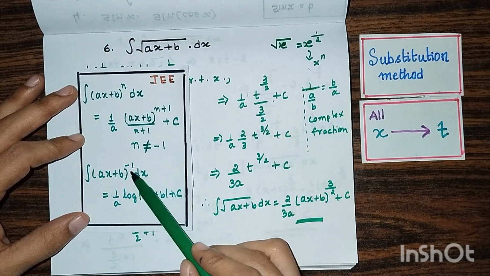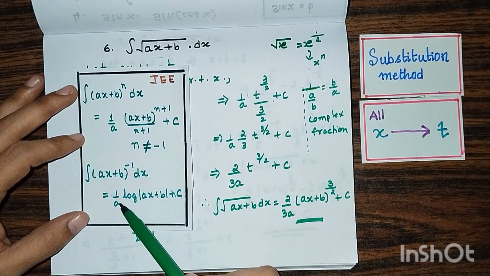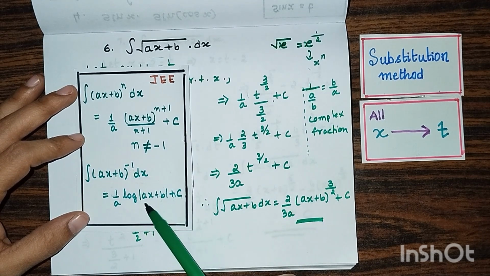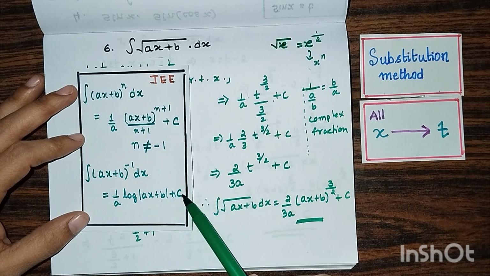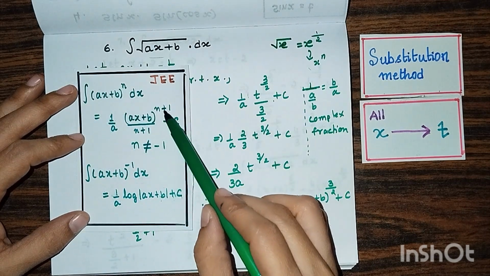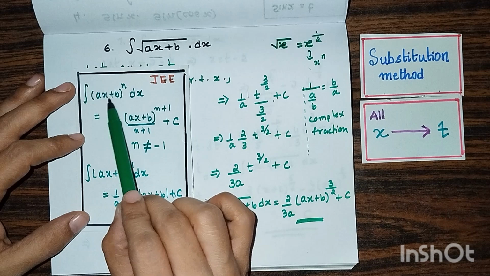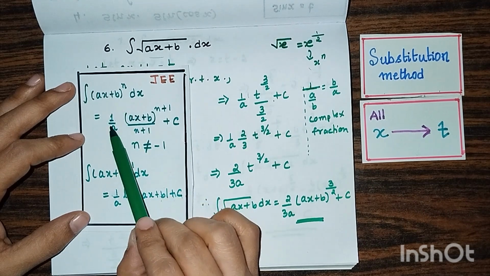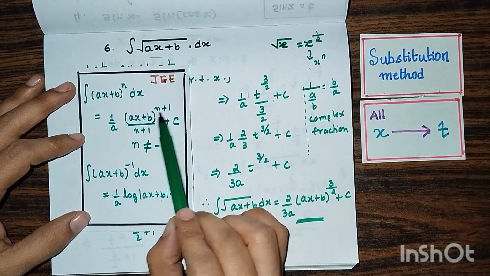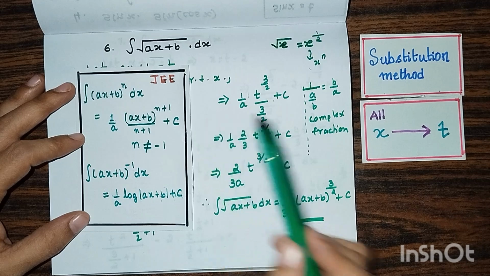When you have minus 1, the formula will be 1 by a into log of modulus of ax plus b, plus c. This you can remember. So integral of 3x plus 4 to the power n will be 1 by 3 into 3x plus 4 to the power n plus 1, divided by n plus 1.